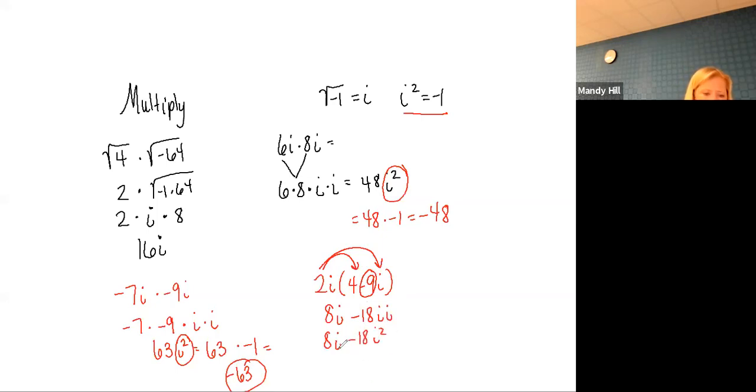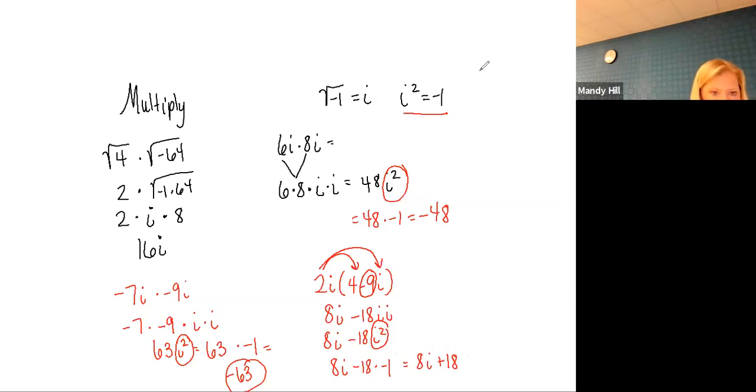I don't know anything about i other than it's the square root of -1, so I want to leave that alone. But I do know that i squared is equal to -1. So this is really -18 times -1. Okay, and so that's going to be 8i. -18 times -1 is going to be positive 18. Okay.